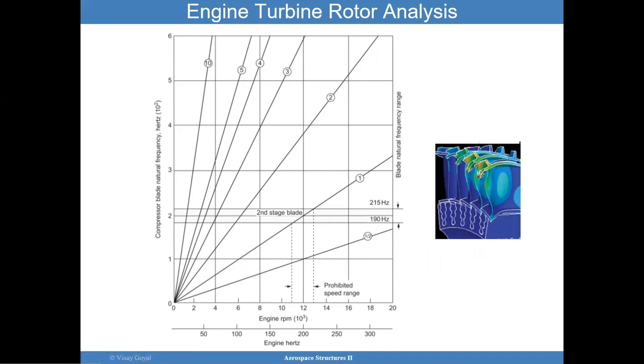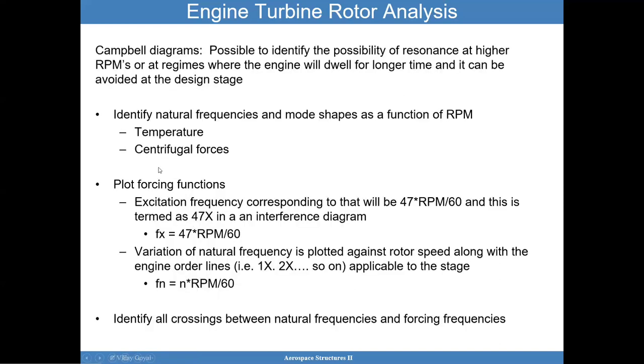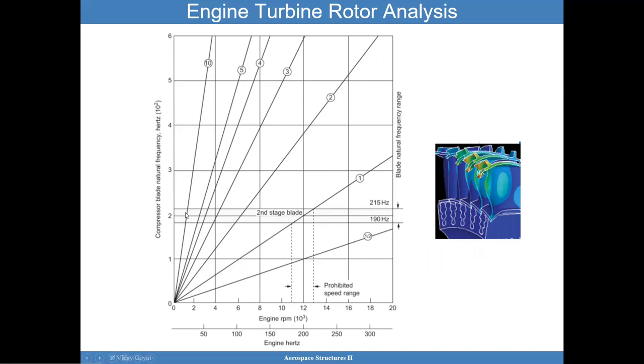You can then calculate the natural frequencies of the blades. In this case, the second stage blade has an almost constant natural frequency, so the temperatures and centrifugal forces are not causing much change. That's the natural frequency, and it varies anywhere between 180 hertz and 215 hertz when you account for the potential variability in geometry, mass, and so forth.